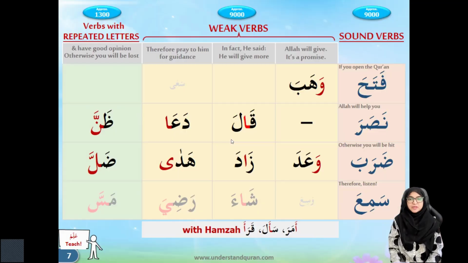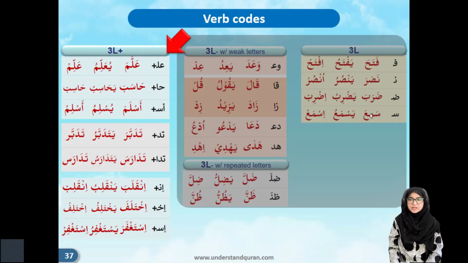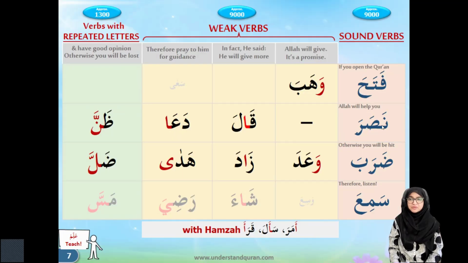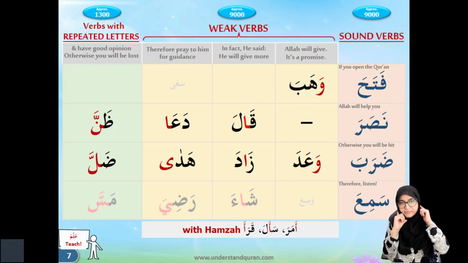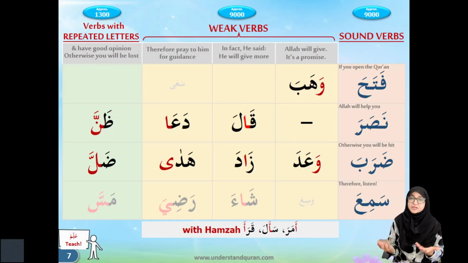So alhamdulillah, we have done all this. Let's now again, we did sound verbs, like Fataha, Nasara, Daraba, Sami'a. So these are the sound verbs. How do you remember? Remember the story. If you open the Quran, Fataha, Allah will help you, Nasara. Otherwise you'll be hit, Daraba. Therefore listen, Sami'a. Then these are the sound verbs.